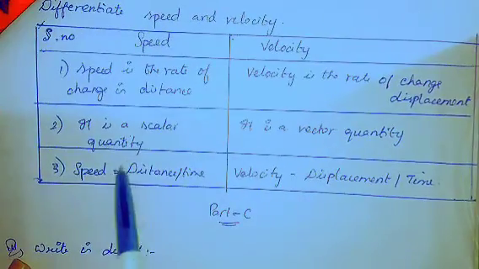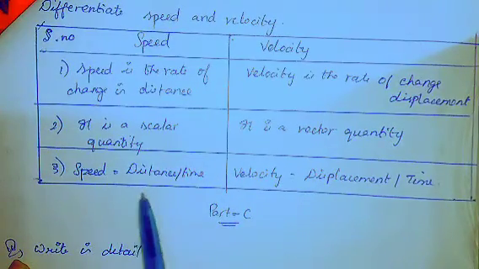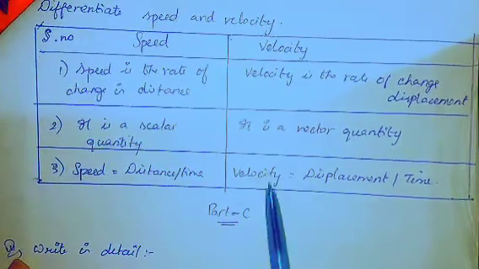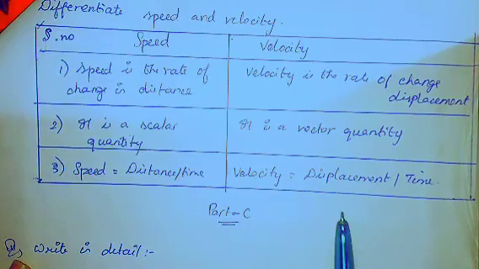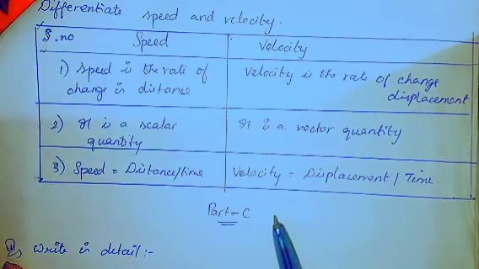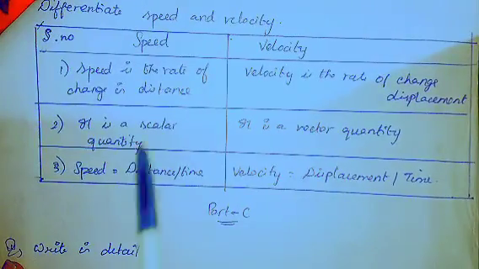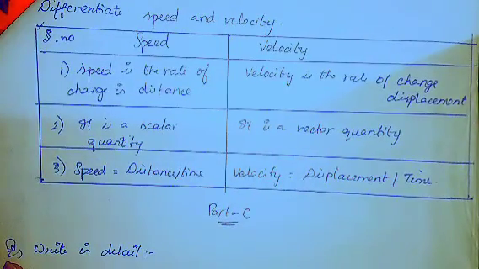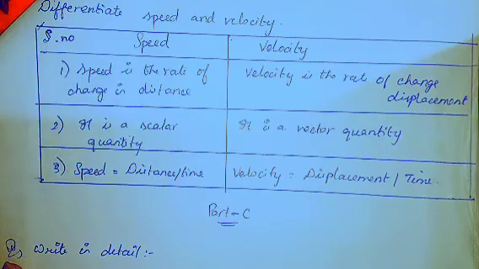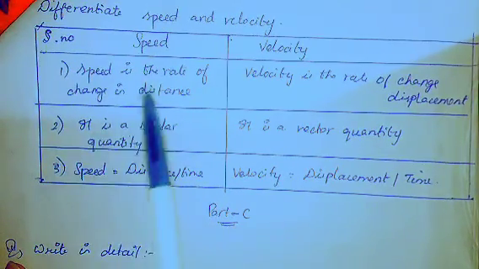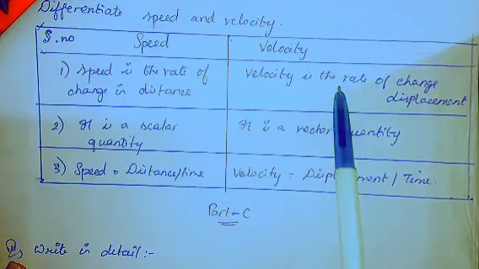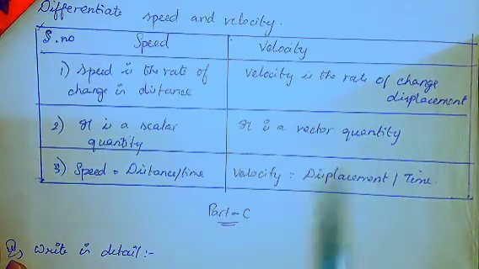In speed, the third point: speed equal to distance by time. In velocity, it is equal to displacement by time. Here distance and displacement are scalar and vector. And this is rate of change in distance, and this is rate of change in displacement.